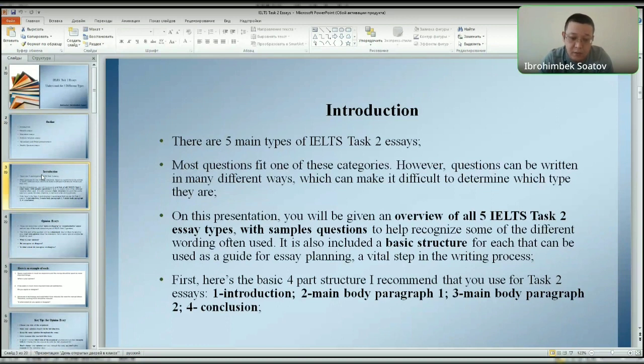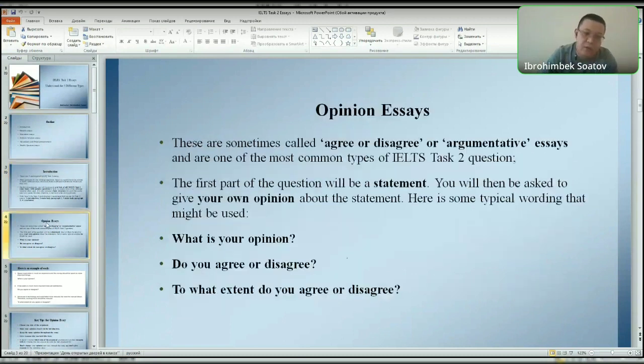So we can see a 4-part structure. In most cases, it is recommended by various instructors, including an introduction part, 2 main paragraphs, and 1 conclusion part. So now in this presentation we'll be looking through all 5 essay types one by one, and we'll start from the opinion essay.